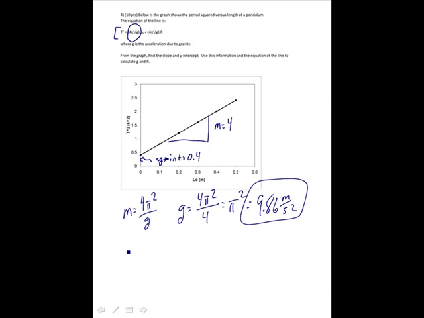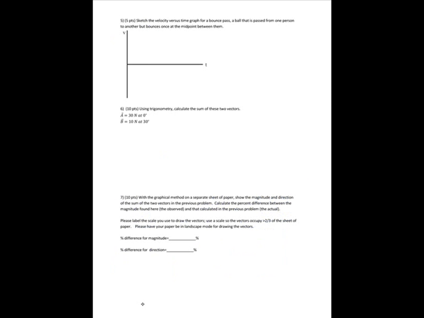And then my y-intercept is 0.4, and my y-intercept is given here. So b is equal to 4 pi squared over g times r, recognizing that 4 pi squared over g is just equal to m. So I say just b is equal to m times r. So r is equal to b over m, which is 0.4 over 4, which is 0.1 meters, or 10 centimeters.